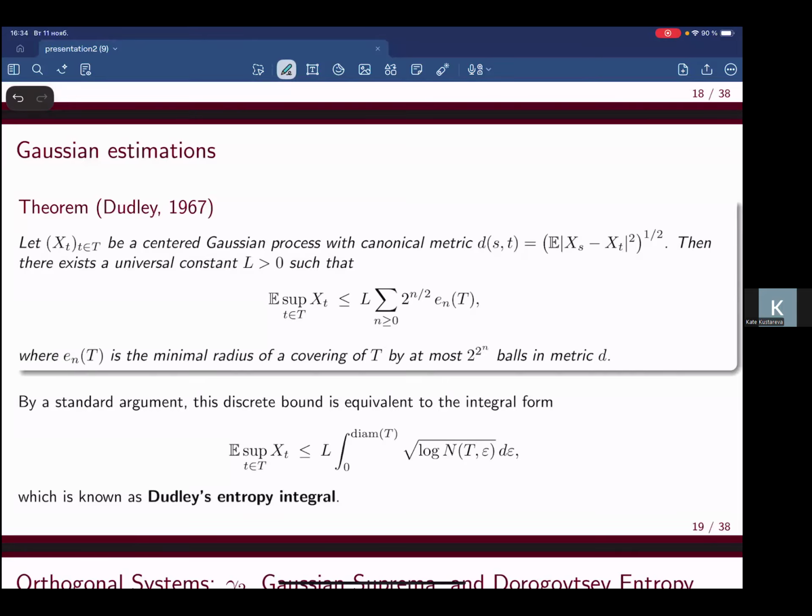Dudley's theorem connects the geometry of the index set with the probabilistic behavior of the Gaussian process. It gives a universal upper bound. And later, Talagrand will refine this result into a two-sided equivalence using the gamma 2 functional.